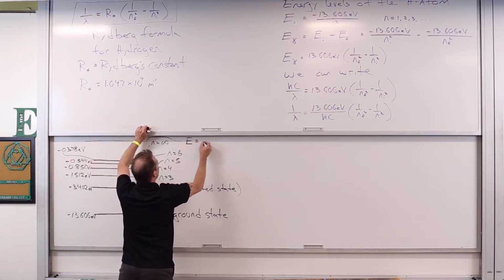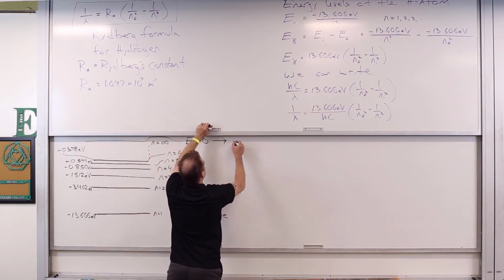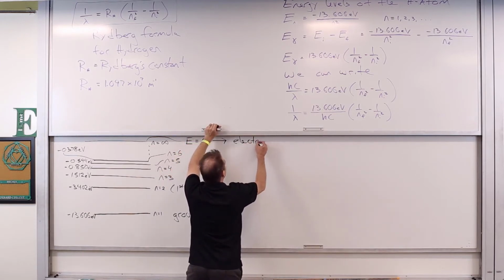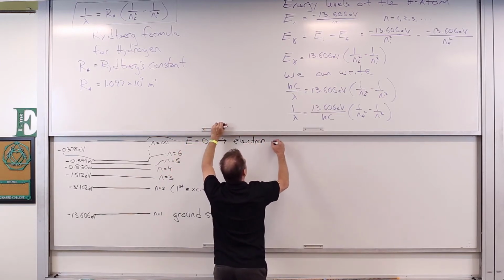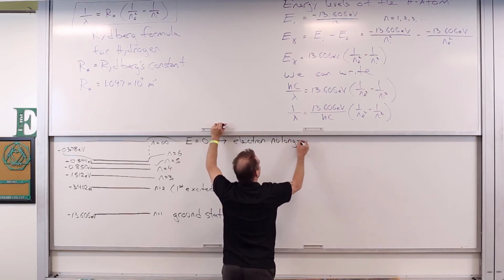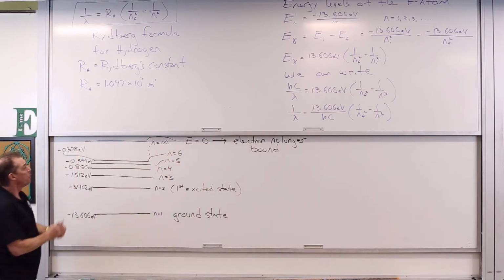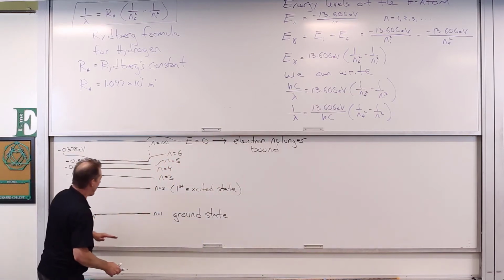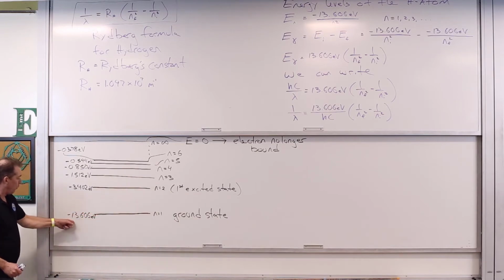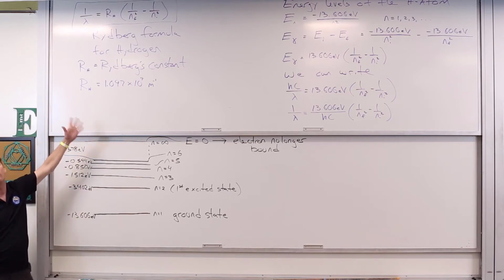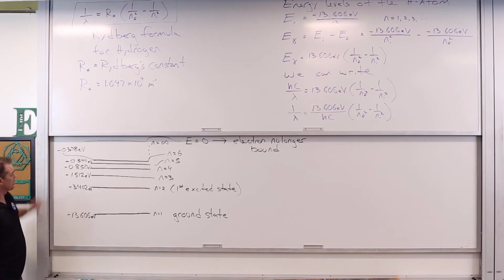Ultimately, E is equal to 0, which means the electron has been removed. It's become ionized, no longer bound. So to completely remove the electron from the ground state, we'd have to give it at least 13.606 electron volts of energy, such that the new energy of the system would be 0. The electron would just be unbound from the system. And that's it. This is how this is looked at.